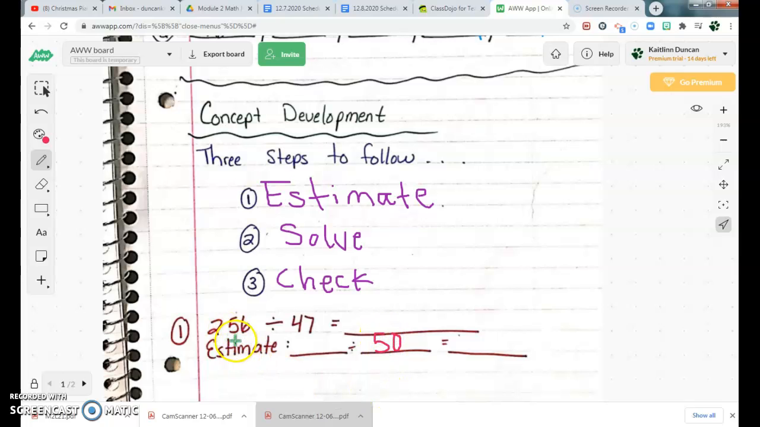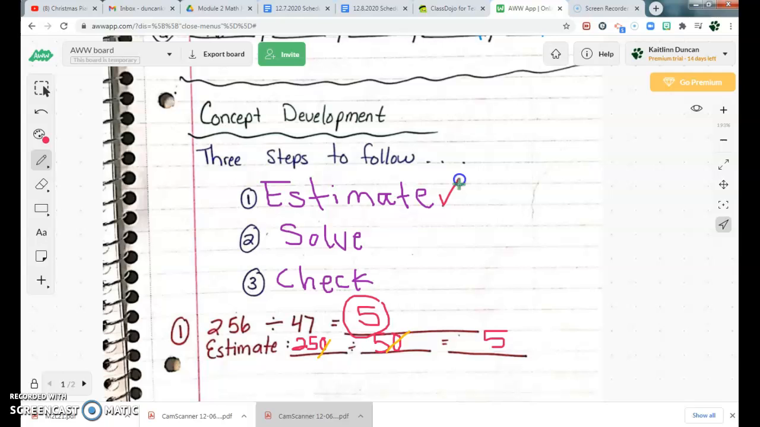Now I need to round my dividend to something that my divisor can easily divide into. Well, I know that 50 can go into 25, and I can change this 256 to just 250. I feel that will be very helpful. So I'm just going to change it to 250. Okay. Now I'm going to cross out the zeros that they share. Boom, boom. 5 can go into 25 5 times, and I don't have any zeros left over. So my final quotient is going to be around 5.